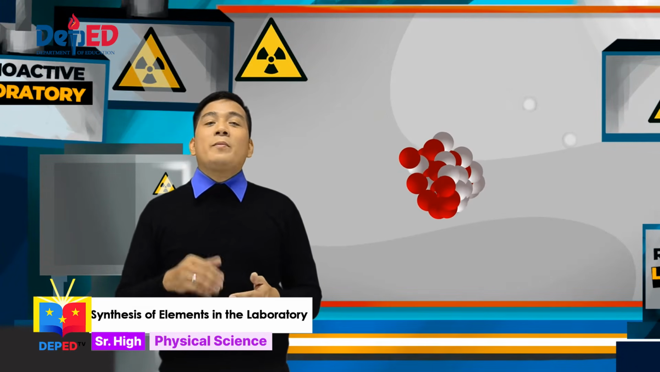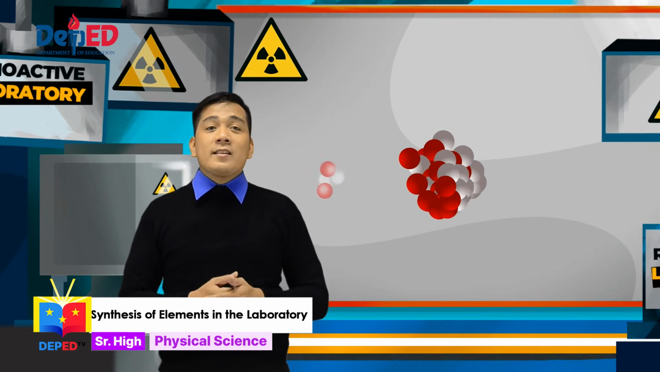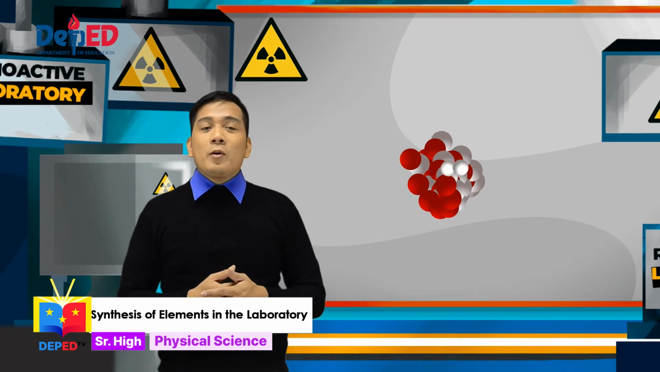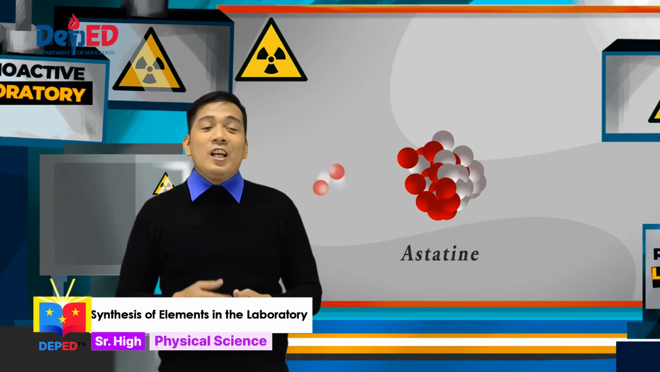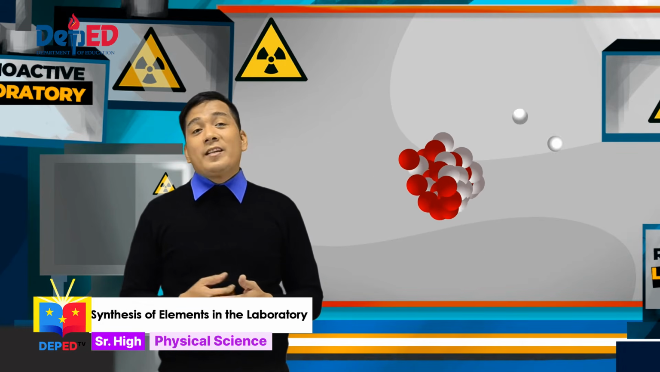2 protons from the alpha particle attached to the nucleus of bismuth. The addition of protons changed the identity of the element and it became astatine. 2 neutrons from the alpha particle were emitted.